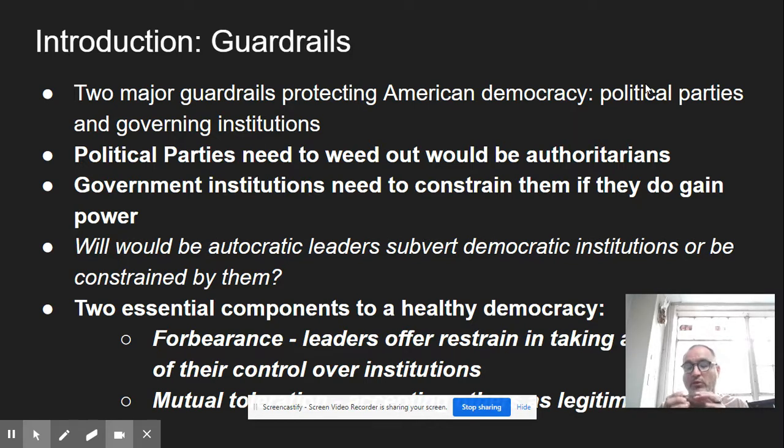When those two things are working, when those two things are engaged, then we certainly have a healthy democracy. But when social media and news consumption begin to break down the idea of mutual toleration, when the other gets painted as an enemy, and leaders no longer practice that restraint, then our democracy is struggling.